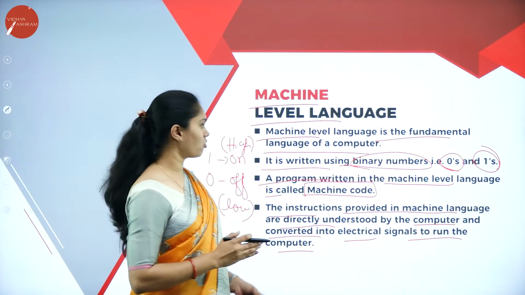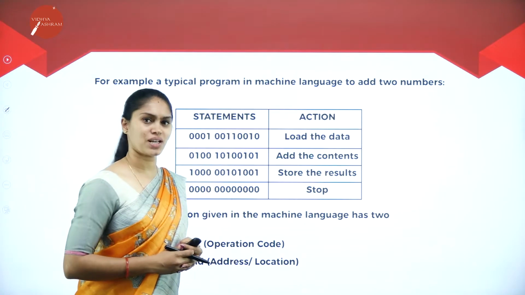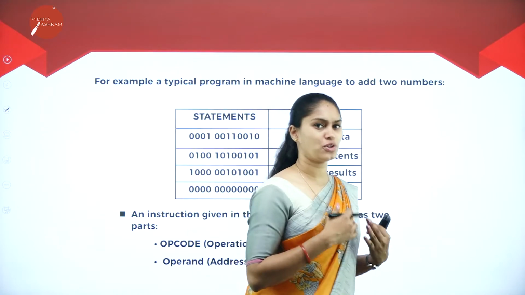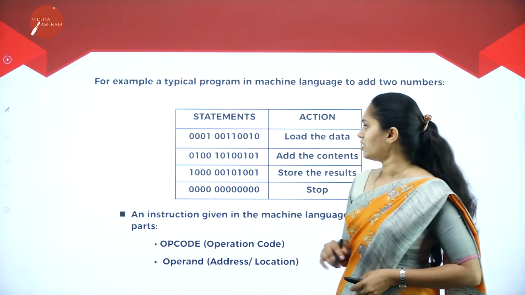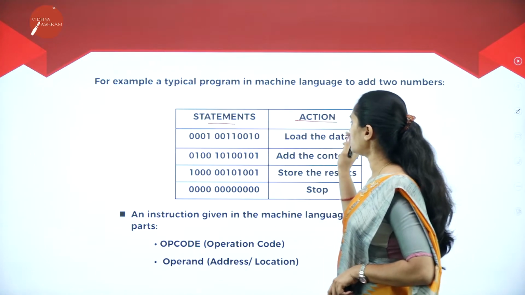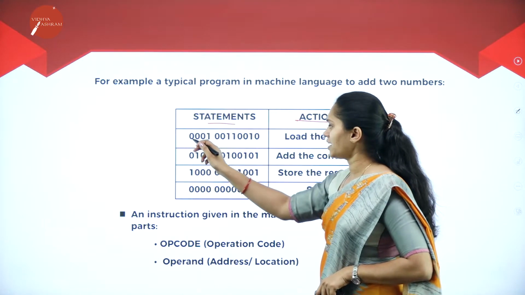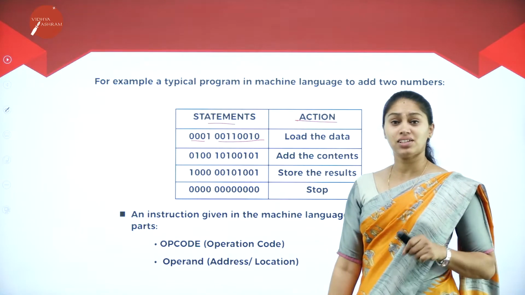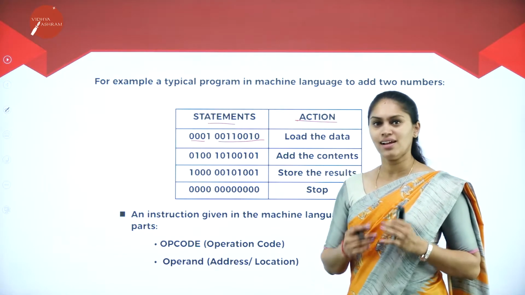So this is regarding machine level language. What does this machine level language comprise of, and how are we going to write a program in order to add two numbers by making use of this machine level language? We'll see now. Here I have a statement and what is the action that it is performing. You can see that it comprises 4 codes and 8 digits each. Everything is zeros and ones, because we are dealing with machine level language.